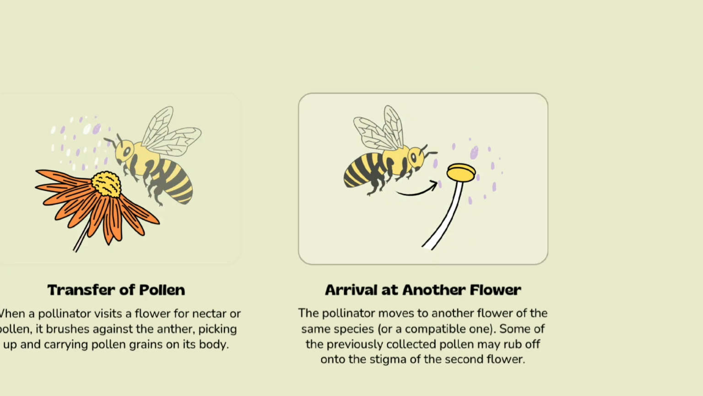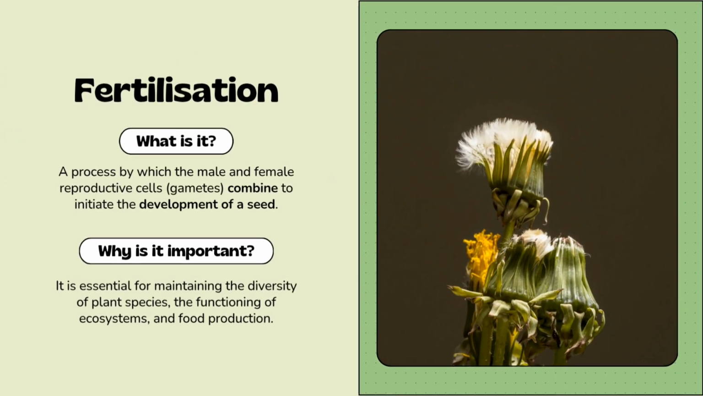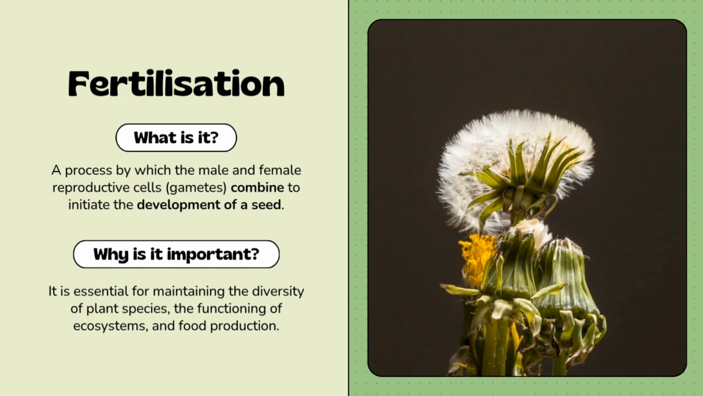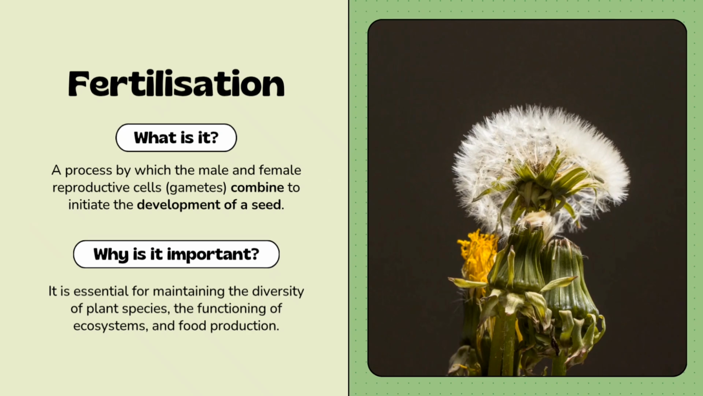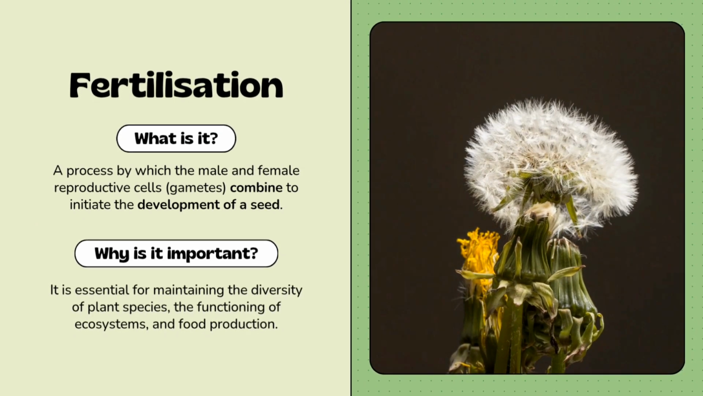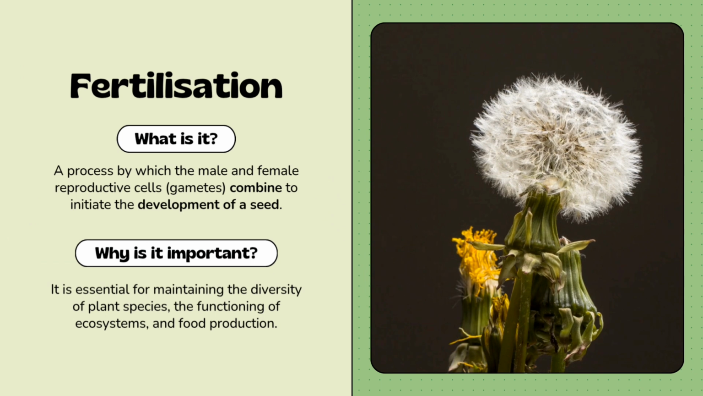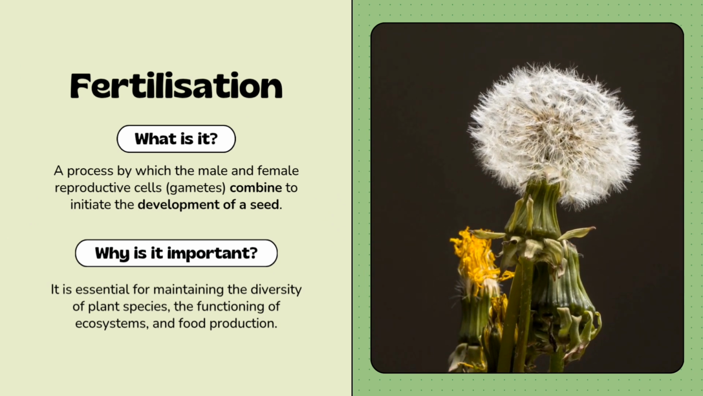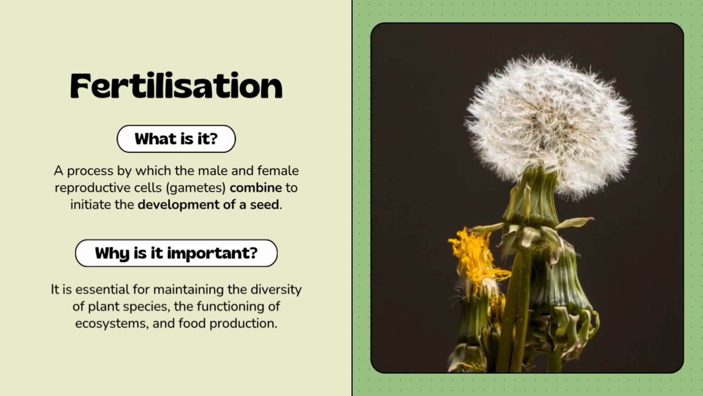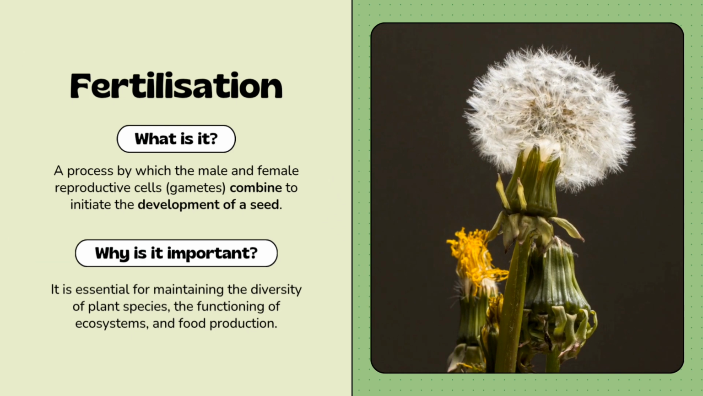Now comes fertilization. Fertilization is the process in which the male and female gametes combine. Once pollen lands on the stigma, it germinates and forms a pollen tube. This tube grows down through the style and reaches the ovary. It delivers the male gametes to the ovule. When they combine, fertilization happens.